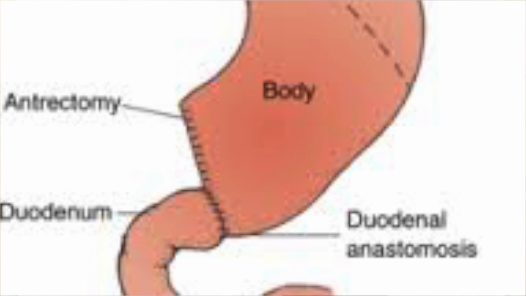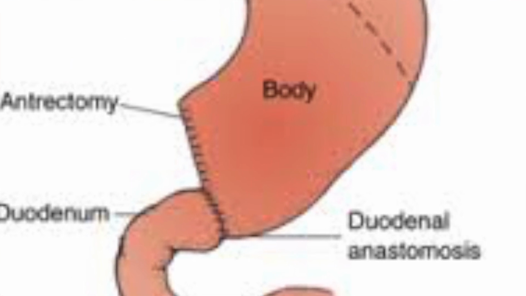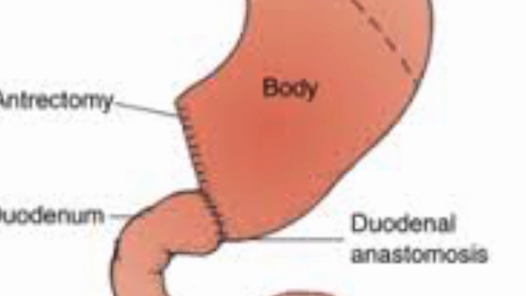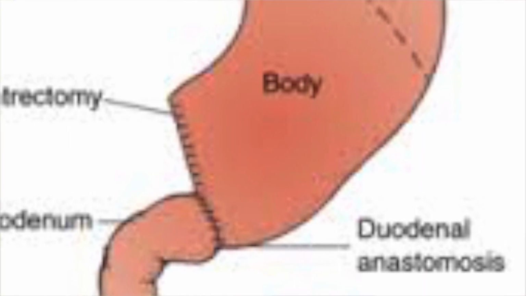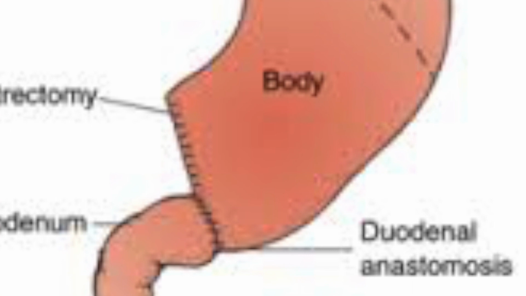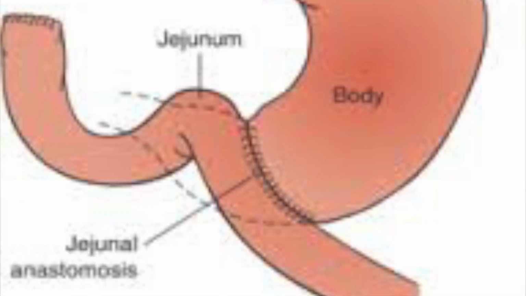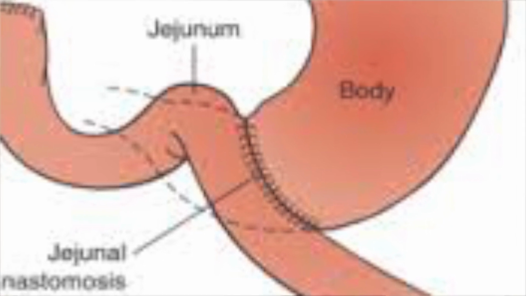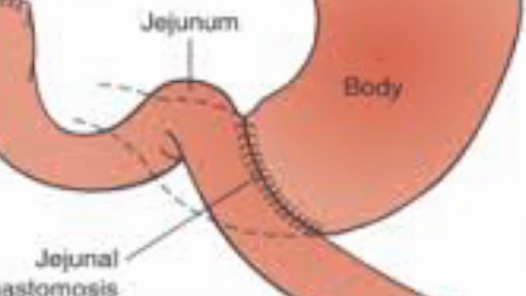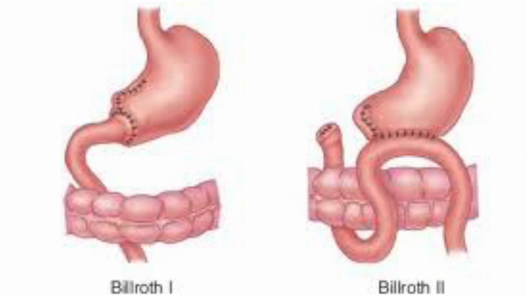Next is the Billroth 1, a partial gastrectomy with the remaining segment anastomosed to the duodenum, also called gastroduodenostomy. You have Billroth 2, which is a partial gastrectomy with the remaining segment anastomosed to the jejunum, also called gastrojejunostomy.